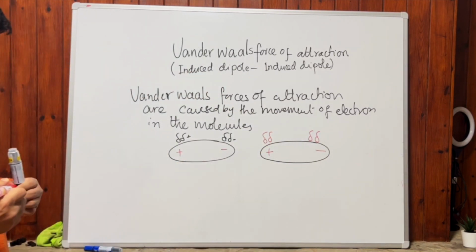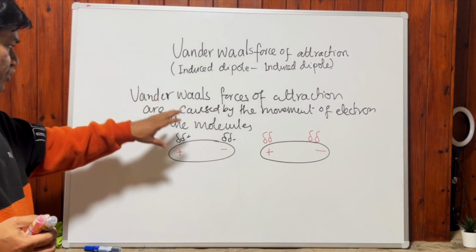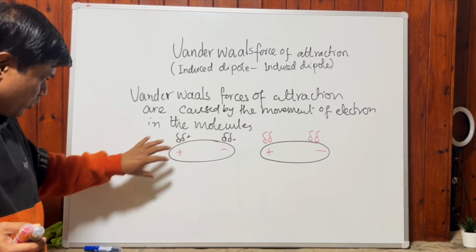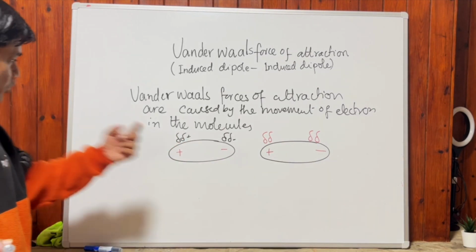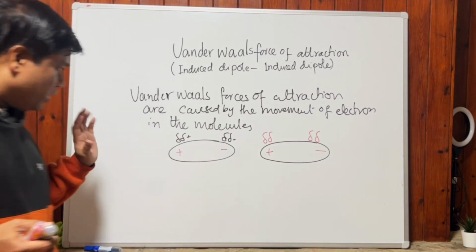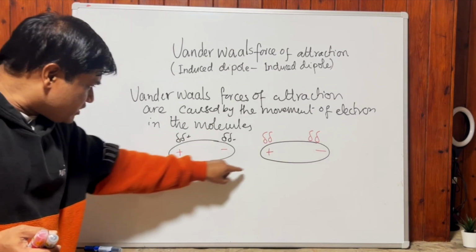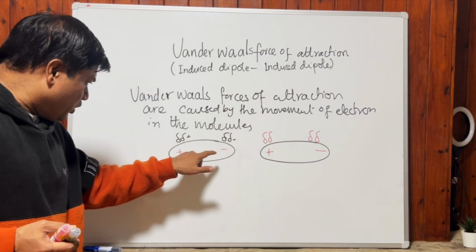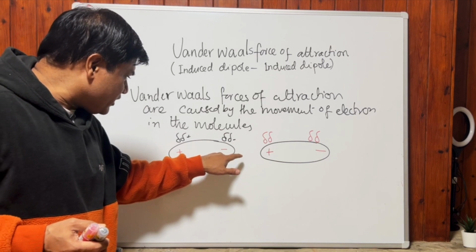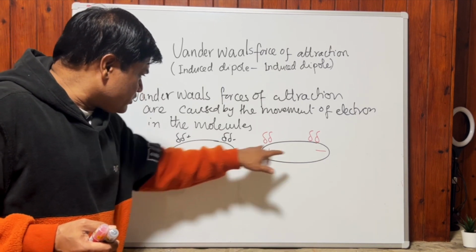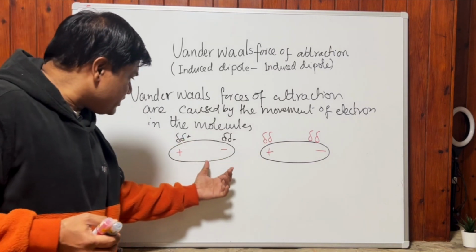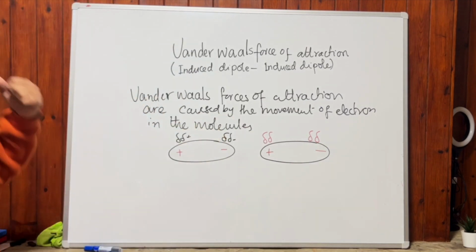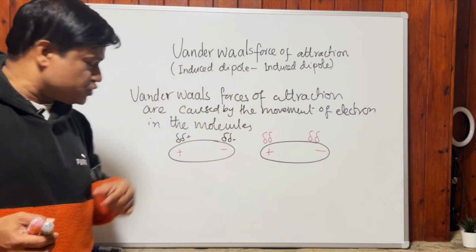So one more time, guys. Look at that. Van der Waals forces of attraction are caused by the movement of the electron. When the electron moves in the molecule, positive charge is fixed at one side, which causes an instantaneous dipole, a very weak dipole. When the two molecules come close together, that molecule oscillates. So the positive end attracts the negative end, like this. This instantaneous dipole induces a dipole in another molecule. That's why it is called induced dipole.